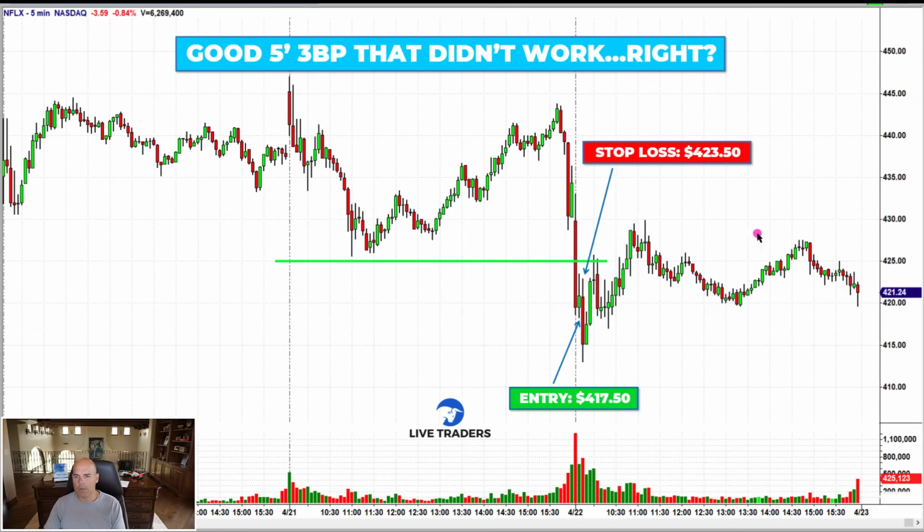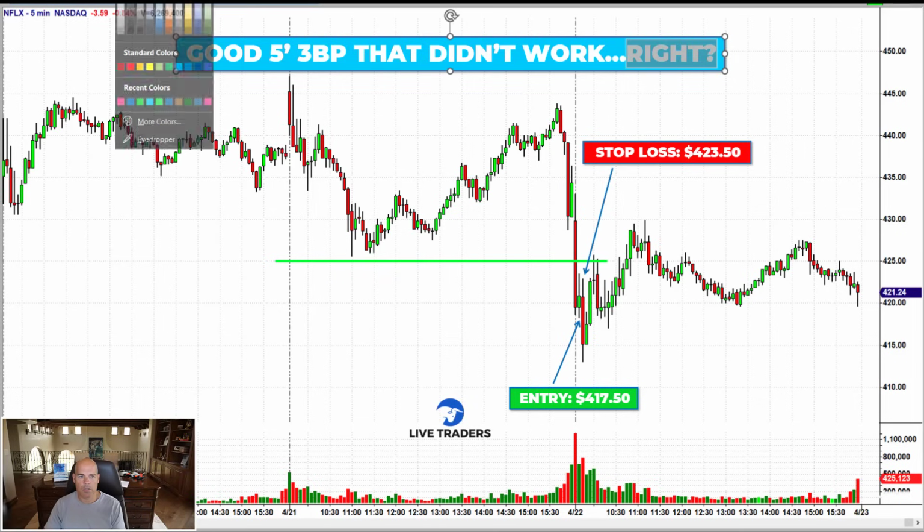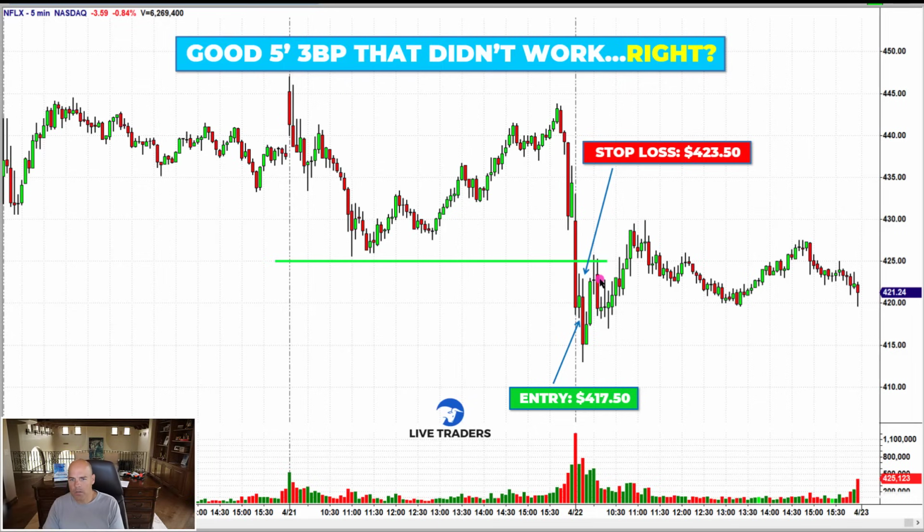good 3-bar play that didn't work, right? Maybe I should put this in yellow. Let's do that. Put that in yellow. Bam, right? What do you guys think? Good 3-bar play that didn't work. Wide range red bar takes out support right here, okay? Goes lower, puts in a narrow range resting bar that initially goes lower, pops, pulls back, pops, and then chops out for the rest of the day. Just literally chop, chop, chop.